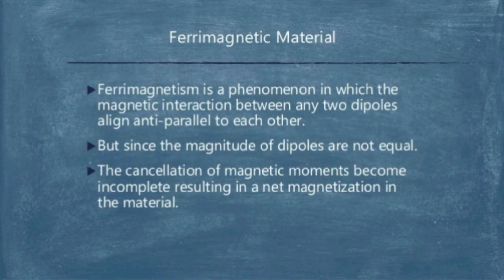And the last one is ferrimagnetic material. Ferrimagnetism is a phenomenon in which the magnetic interaction between any two dipoles aligns them antiparallel to each other. But since the magnitudes of the dipoles are not equal, the cancellation of magnetic moments becomes incomplete, resulting in a net magnetization in the material.